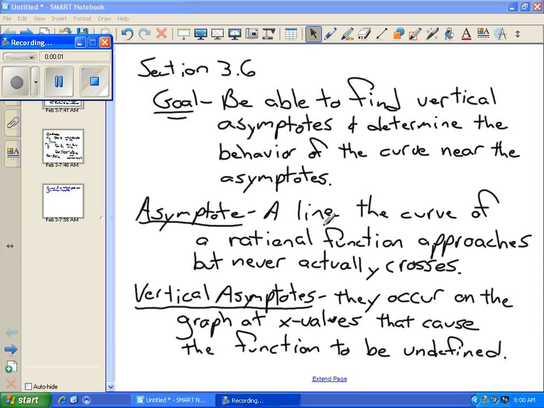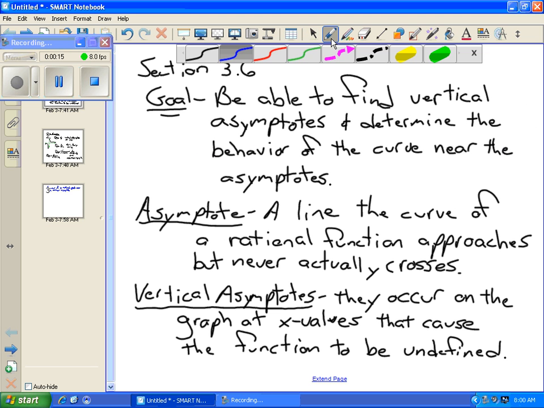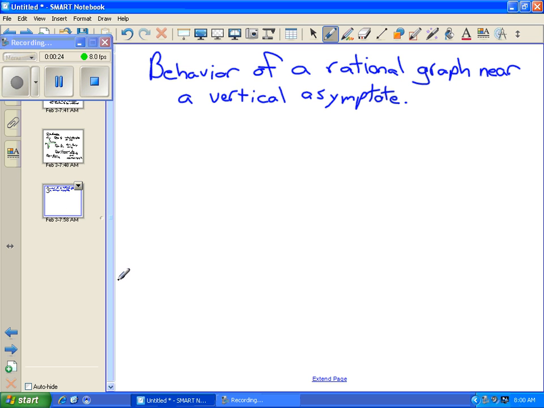This is a continuation of the video on vertical asymptotes. I got to how you found exactly where the vertical asymptote occurs, but I haven't talked about the behavior yet. So that's what this video is going to focus on: what's the behavior of the curve as it approaches the vertical asymptote. So we're talking about the behavior of a rational graph near a vertical asymptote. There are two behaviors, two things that could happen here.